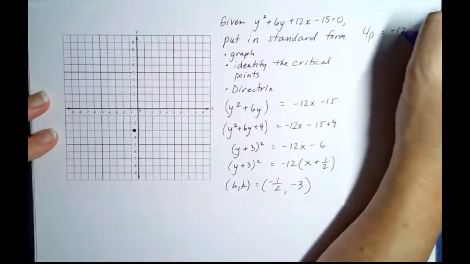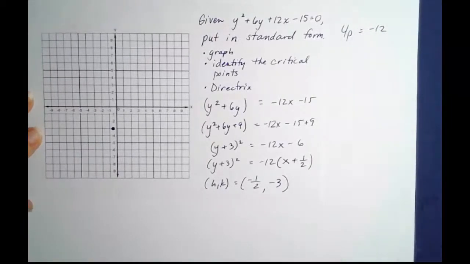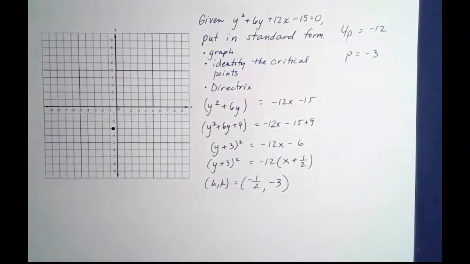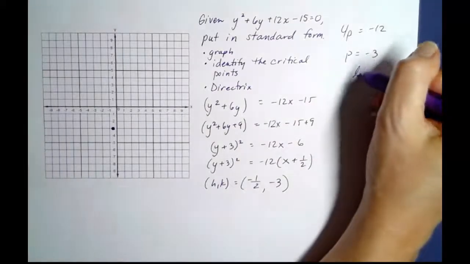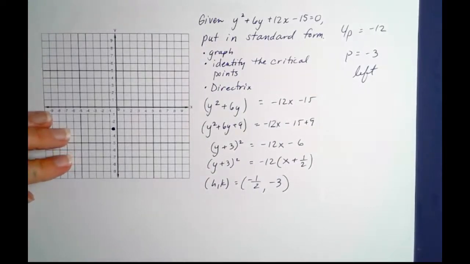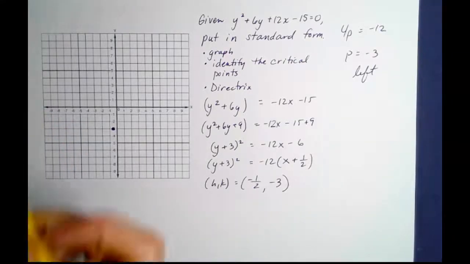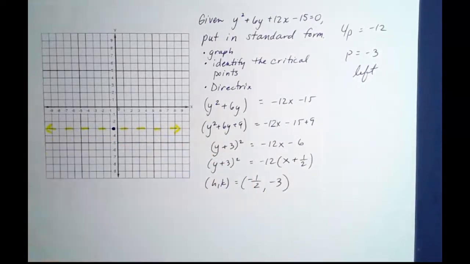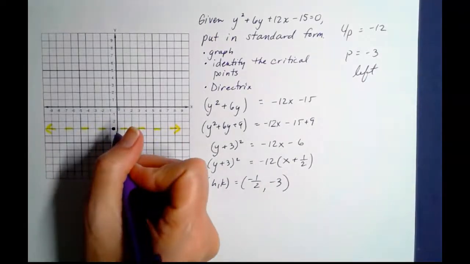Now let's look at what else we know. 4p is equal to negative 12. If 4p is equal to negative 12, then p is negative 3. If p is negative 3, and this is a horizontal opening, this parabola is going to open to the left. So let's keep that in mind. Next thing to keep in mind is that p tells us where we can find our focus. So let's go ahead and put in that horizontal axis of symmetry as a dashed auxiliary line. And then let's plot our focus. So we're going 3 to the left to find our focus.